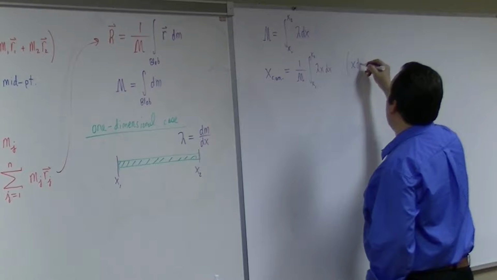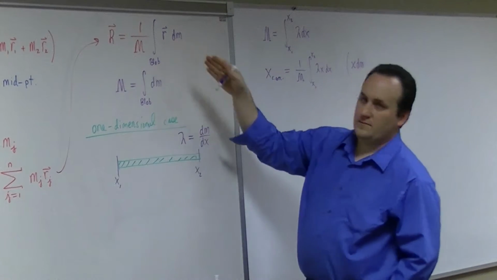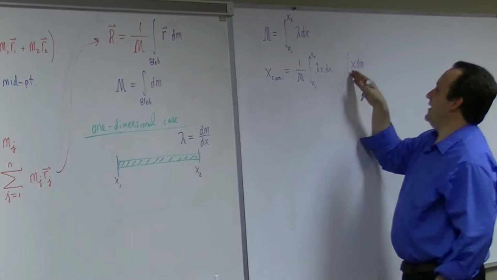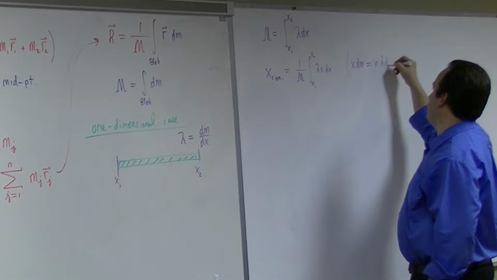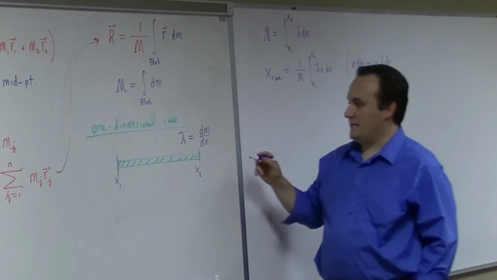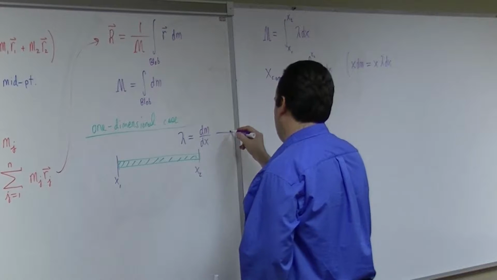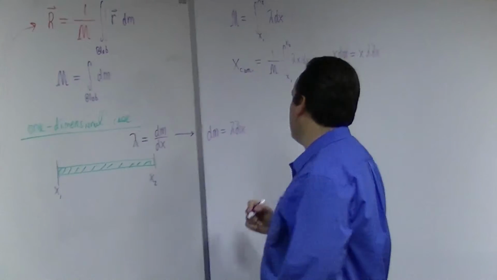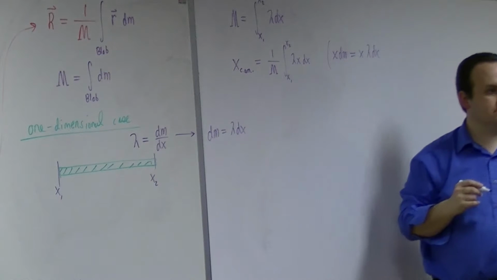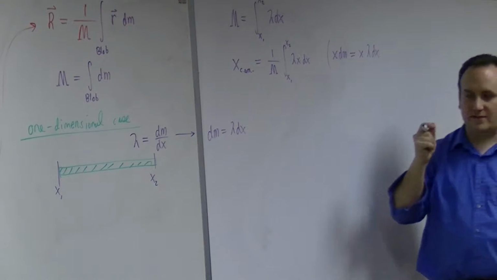The reason for that is simply that x dm here, which is sort of like the R dm, is equal to x times lambda dx. Because if lambda is dm dx, then dm is lambda dx. What is dm again? The infinitesimal mass at x.